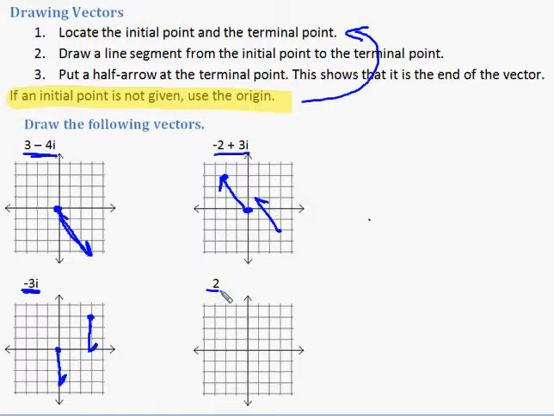And then 2. 2 is a real part, so that tells us horizontal direction. So we'll start at the origin. We'll go right 2 because it's positive, and we'll put our half arrow there. So those are representing complex numbers as vectors. That's all you do.